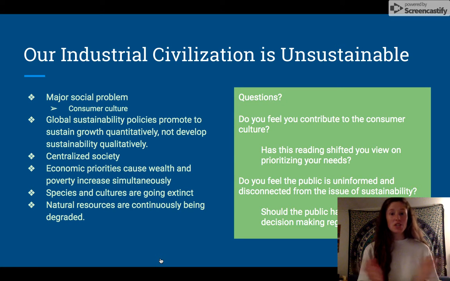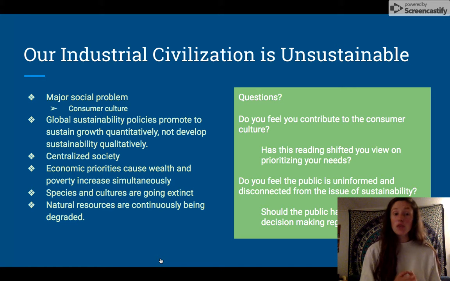So our industrial civilization is unsustainable currently. Some of the leading causes are our major social problems, which have to do with our culture being a consumer culture, us focusing on quantitative needs over qualitative needs, and constantly wanting more and consuming more natural resources. Another reason has to do with our global sustainability policies promoting sustained growth quantitatively and not developing sustainability qualitatively. Additionally, we have a centralized society where decision making is centralized.